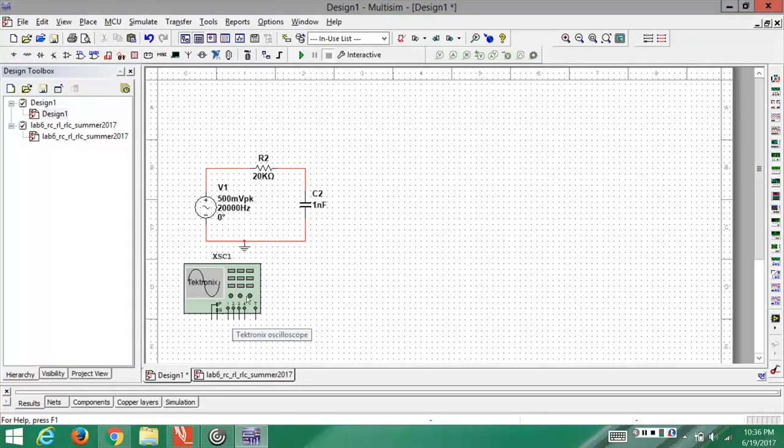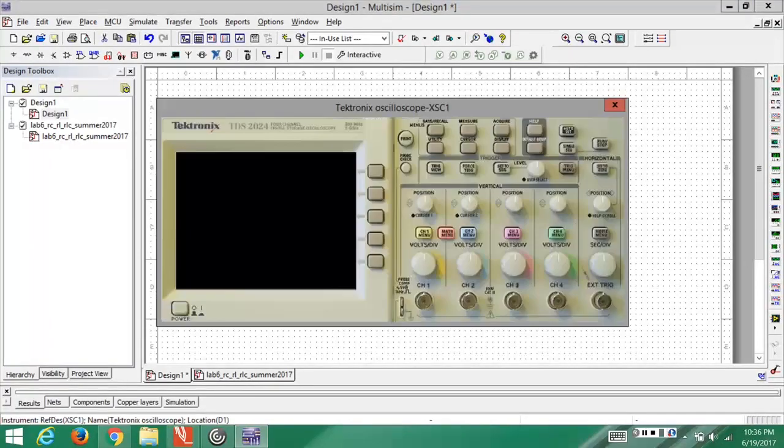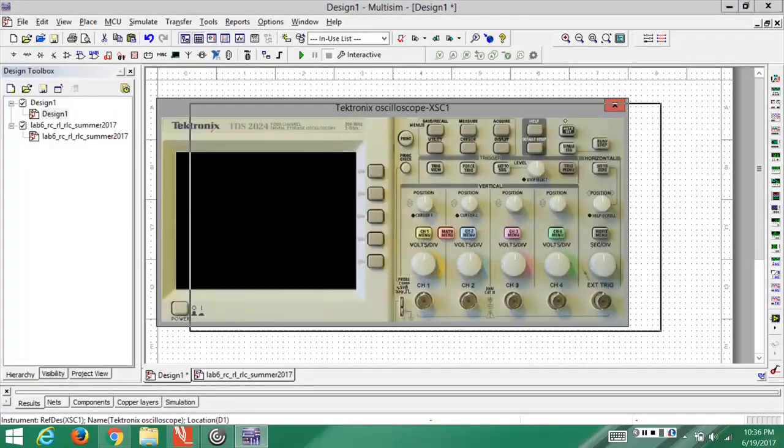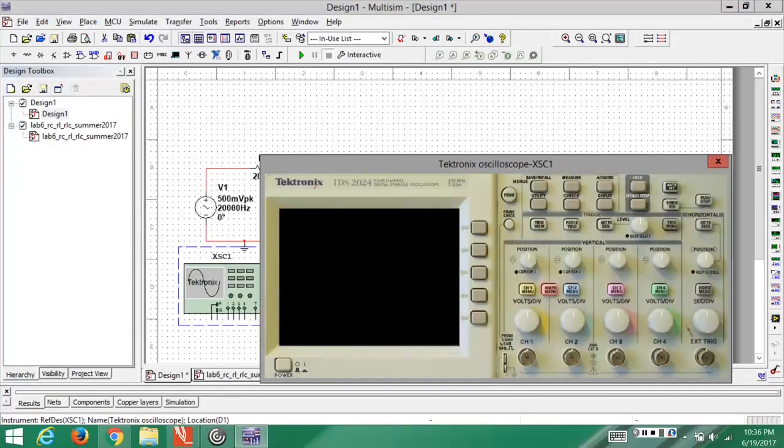The Tektronix oscilloscope has 4 channels over here, 1, 2, 3, 4, and has a ground to operate. Once you click on it twice, you can see exactly what you usually see in a lab setting. You have the power button over here, the vertical positioning knob for channel 1 as well as the channel 1 menu, and the same goes for channel 2, channel 3 and channel 4.